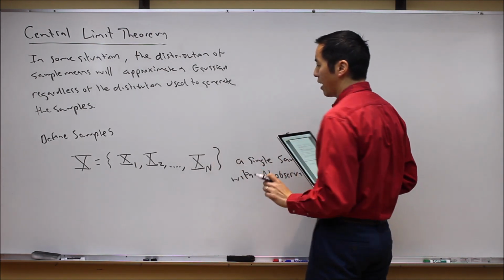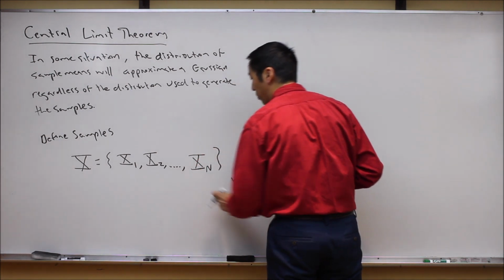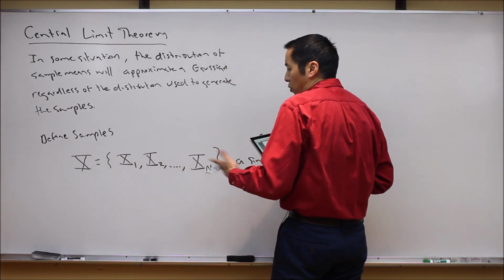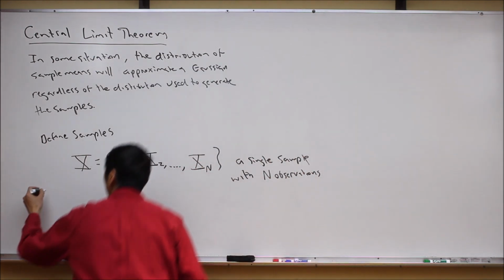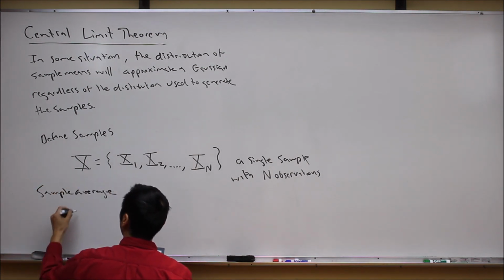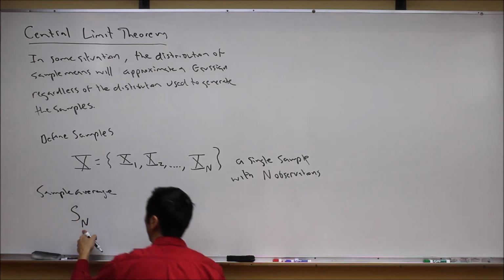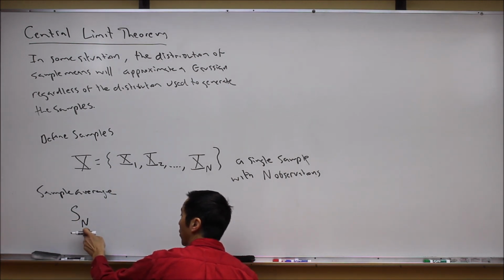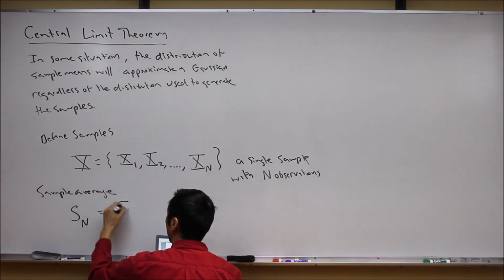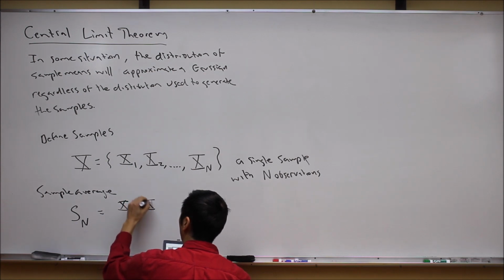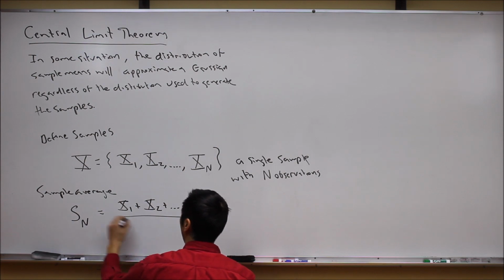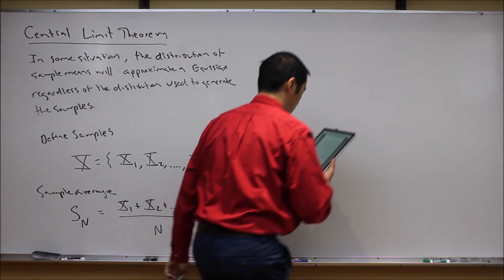Now, with this one sample, which is made up of multiple observations, what we might want to do is calculate the average of all of these observations, or the sample average. Let's call this S capital N. If you take n observations, the average is really easy. That's just x1 plus x2 plus all the way up to xn, divided by n. So here's your sample average.